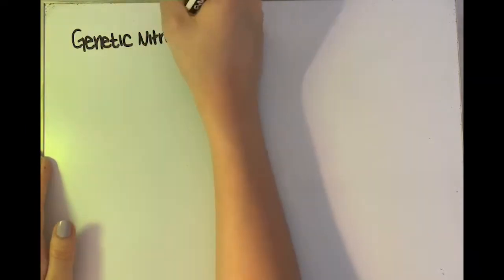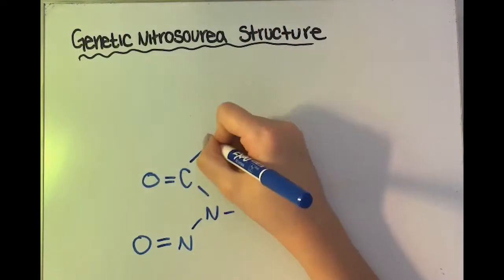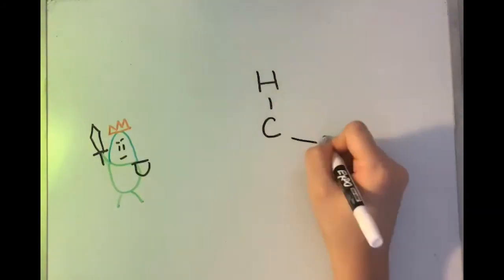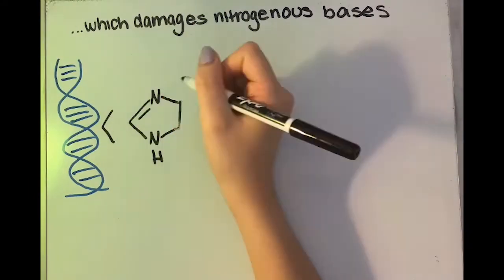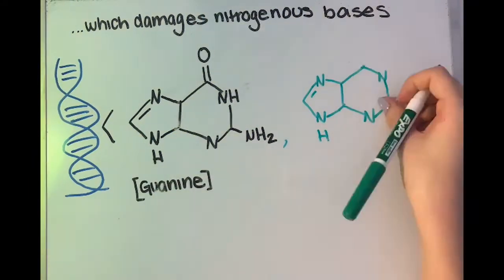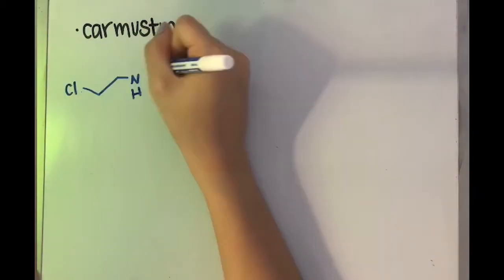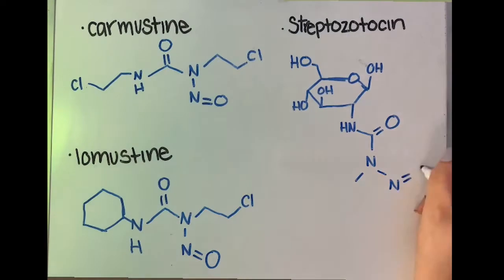The chemical structure of a nitrosamine has hydrogen atoms found in the R1, R2, and R3 groups. Their structure is able to degrade into carbonium ions, which are electrophiles, which means electron pair acceptors, and damage guanine, cytosine, and adenine, which are nitrogenous bases that are found in DNA. Some examples are carmustine, lomustine, and streptozotocin.